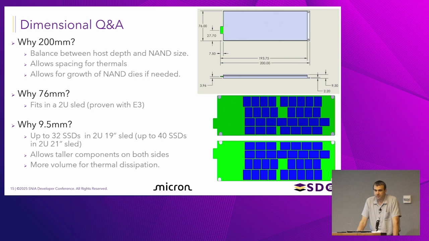Again, going with the flexibility of giving it more of a sandbox and building in room for the future. And lastly, like I said, more volume for thermal dissipation. I think we found that 9.5 does have better thermal dissipation, being able to spread it out just by having more thermal mass in the enclosure itself.